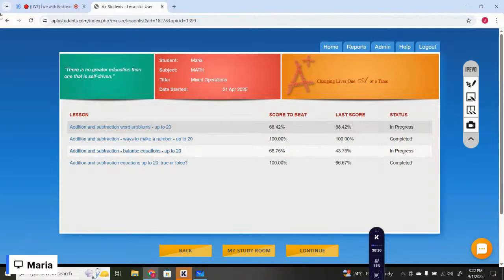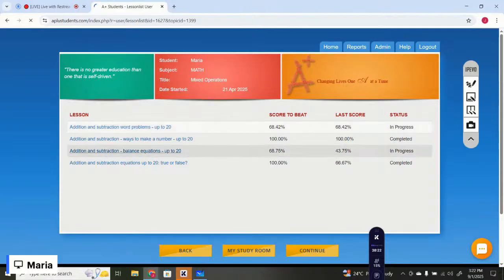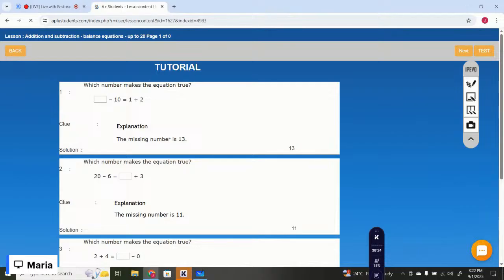That is addition and subtraction balance equations up to 20. Which number makes the equation true?